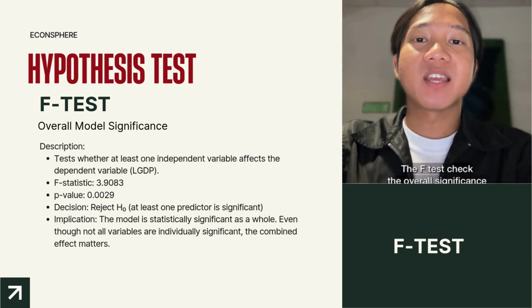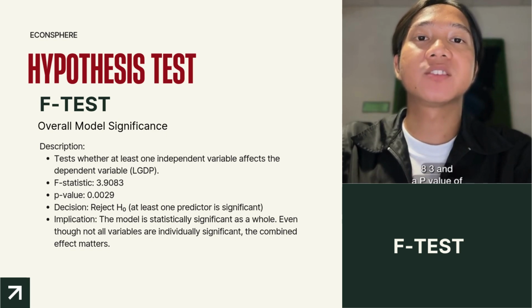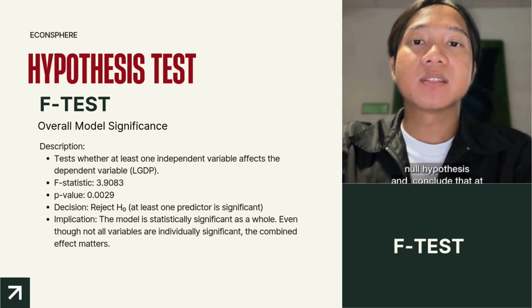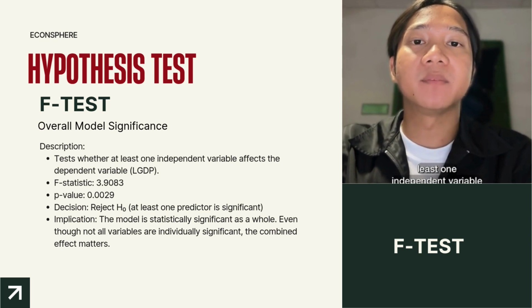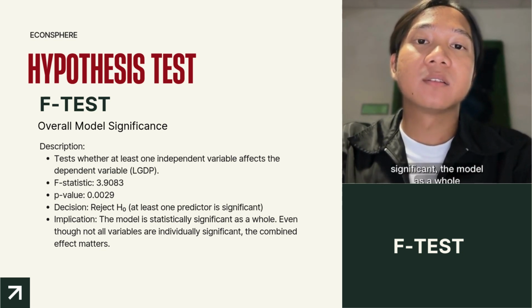The F-test checked the overall significance of the model with an F statistic of 3.9083 and a p-value of 0.0029, which rejects the null hypothesis and concludes that at least one independent variable significantly affects GDP. Even if some individual variables are not significant, the model as a whole is.